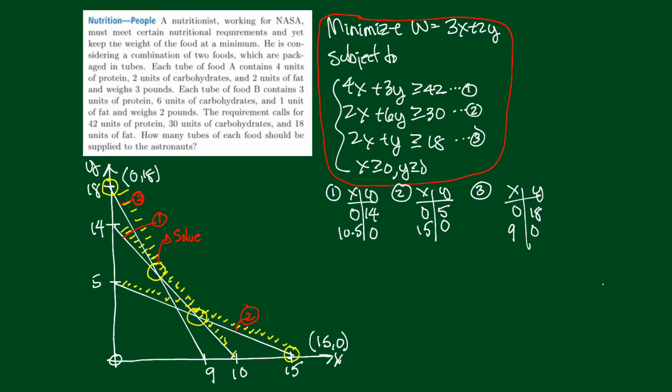Okay, what have we got? This is the intersection of which lines? 3 and 1, or 1 and 3, right? So I'm going to solve 1 and 3. So 1 and 3, all right, back over here now. Here's 1, here's 3. So let's write them. We're going to have 4x plus 3y equals 42, and 2x plus y equals 18.